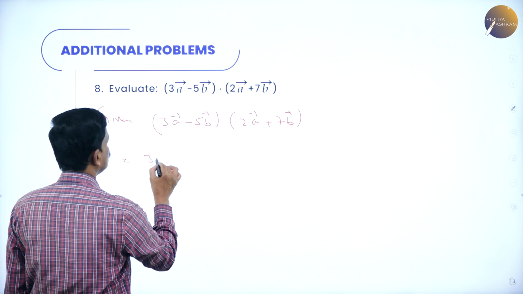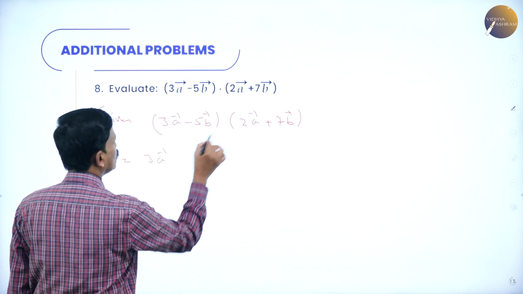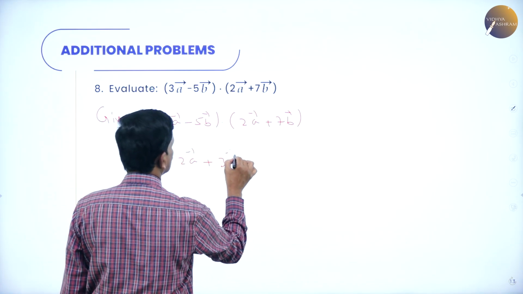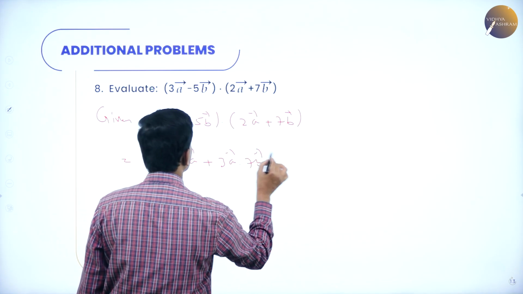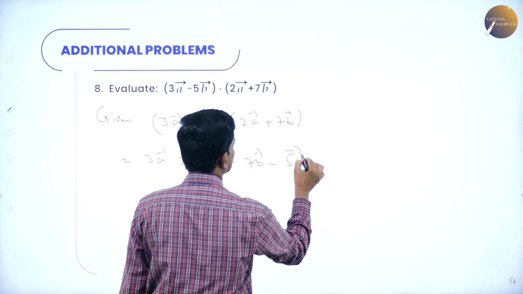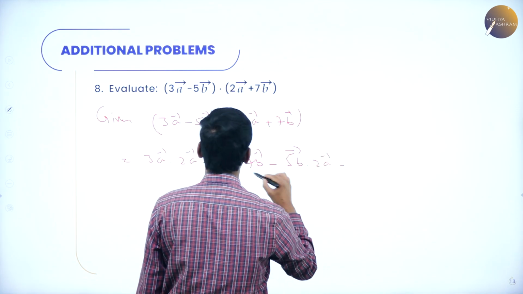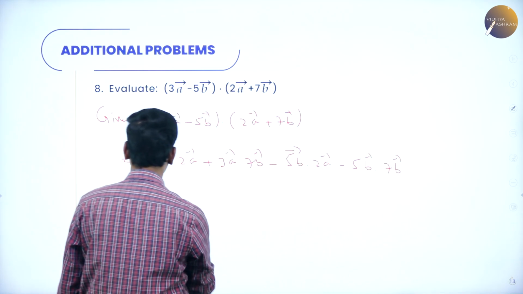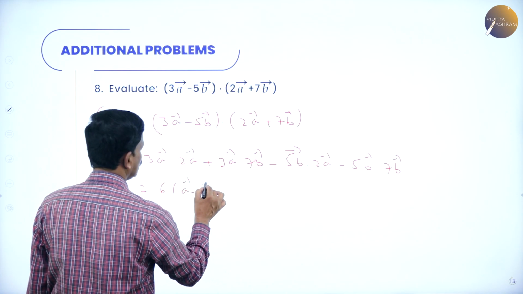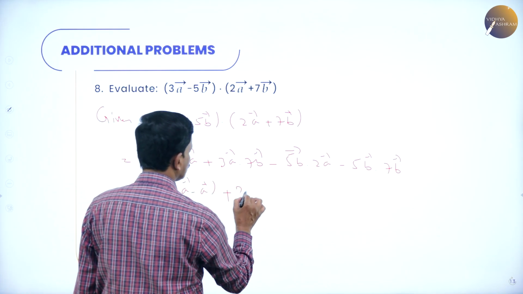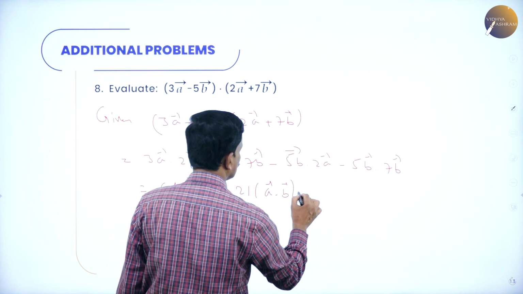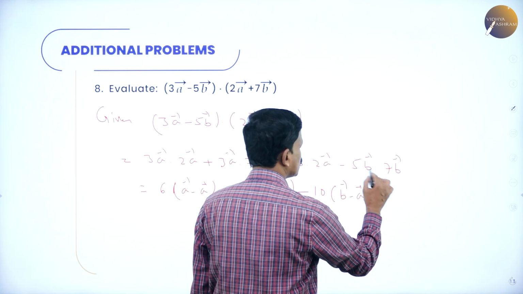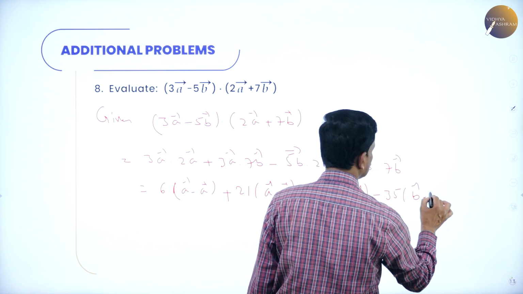This is 3a dot 2a plus 3a dot 7b minus 5b dot 2a, minus into plus, minus 5 times vector b dot 7b. So this can be written as 3 2s are 6 a dot a plus 3 7s are 21 a dot b minus 5 2s are 10 b dot a minus 7 5s are 35 b dot b.